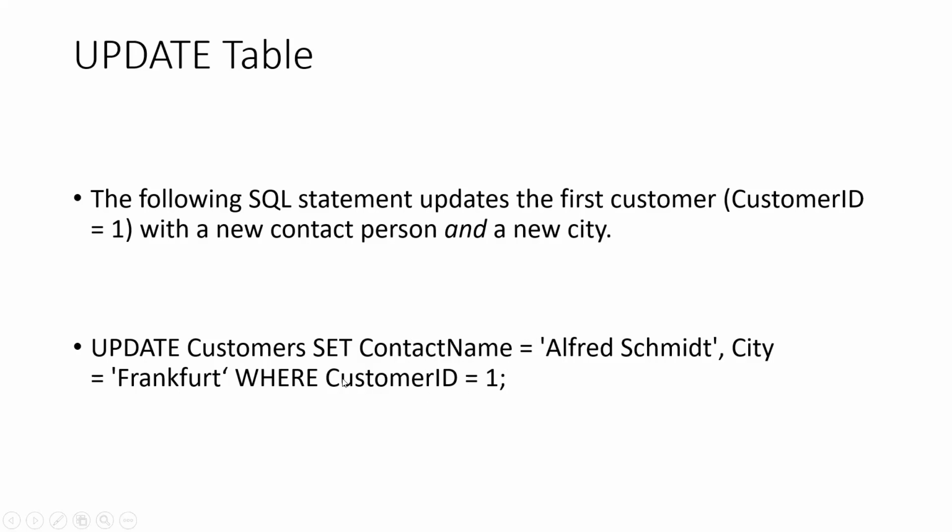Here I'm going to update the first customer, customer ID one. I'm going to update the contact name and city using the where clause. This is an example of an update statement in a table for a particular record, a single record. Please take a note of it. This statement is very useful for us.